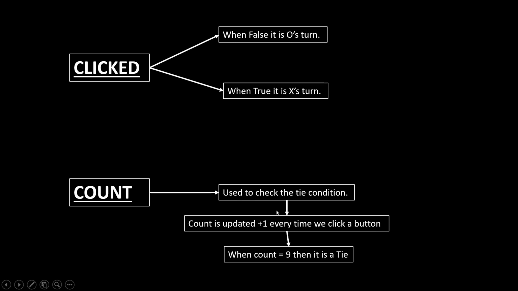Like that, there will be only 9 moves. So whenever the count variable is 9, then we are going to display a tie, because there are only 9 boxes and a total of 9 moves in this game. We can't have a 10th move, right? So for that, we are going to use this count variable.